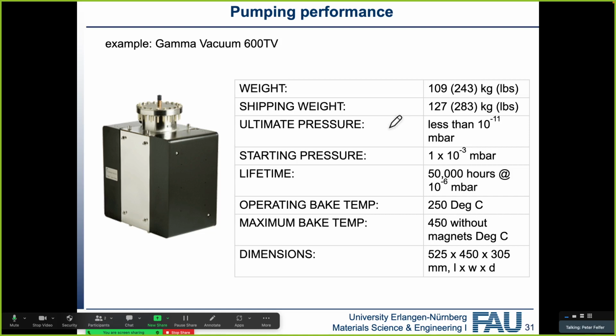This is, by the way, the pump that we have in the LEAP system. And one thing you can see is that it weighs about 100 kilos, a very heavy pump. Which means if you design the system, the only place you can put the pump is essentially at the bottom, just because it's very heavy. You can't put it on the side, top, or anything.